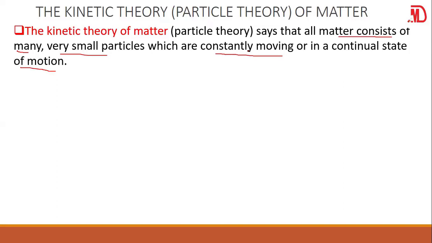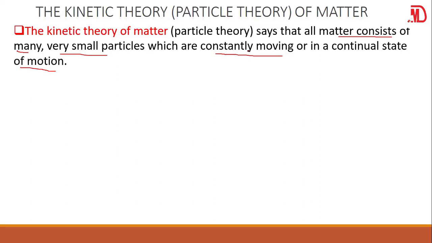So the particles that you find in solids, they are moving. The particles in liquids are also moving. The particles in gases are also moving. But depending on the nature of matter, this one has a very low kinetic energy, the other one has intermediate, and gases have the highest kinetic energy, which means that they move faster.